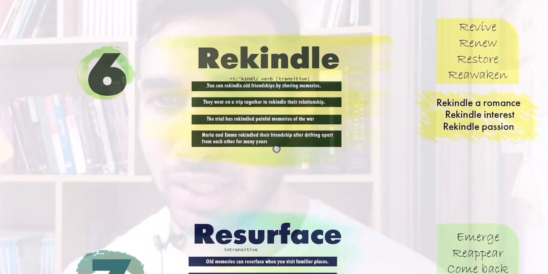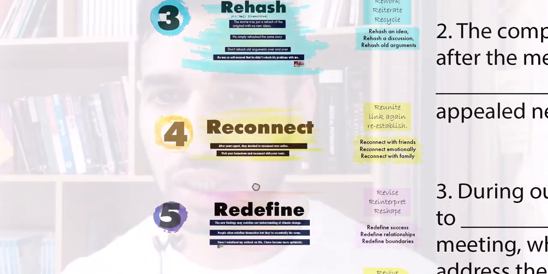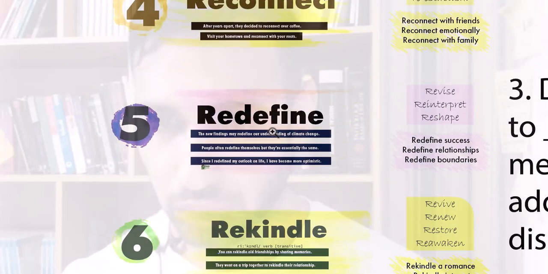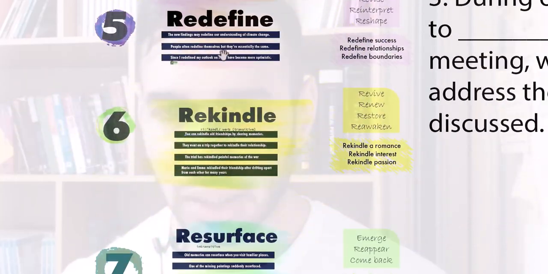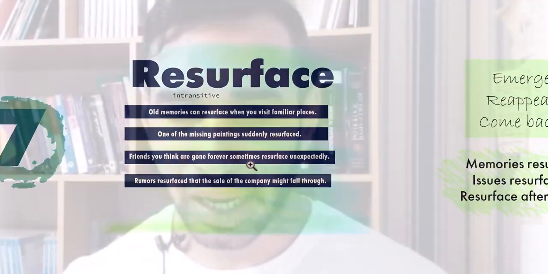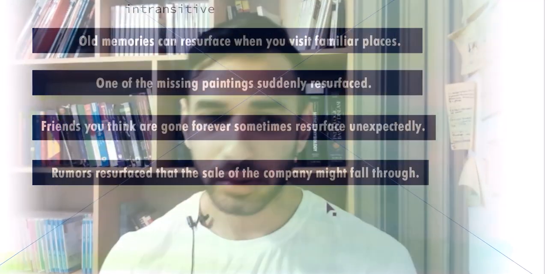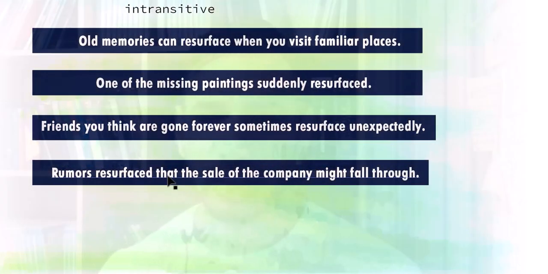So they are rekindled. Maybe they were damaged. They are rebuilt now. So you can reconnect with your friends. So sometimes friends you think are gone forever resurface unexpectedly. They reappear. Rumors resurfaced that the sale of the company might fall through. There were some rumors, bad rumors about sale of the company, and they were forgotten, and now they're back. They resurfaced.